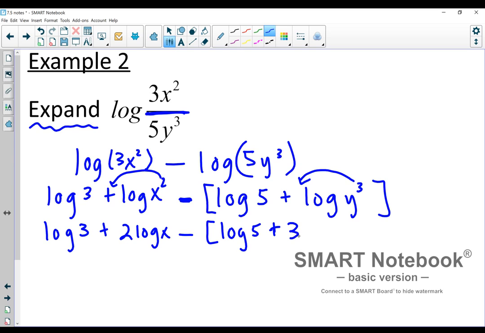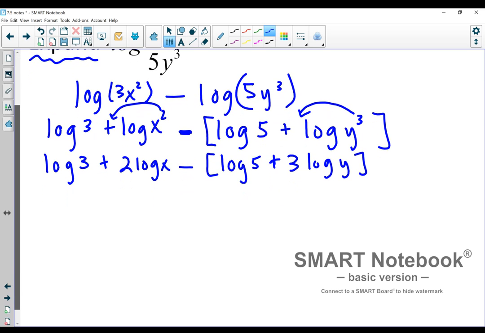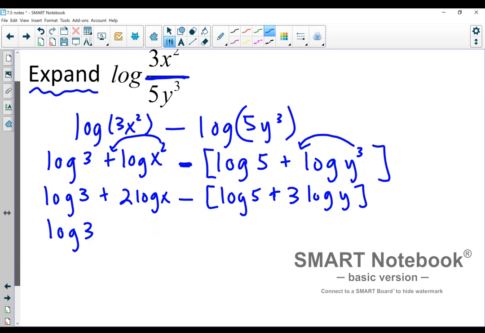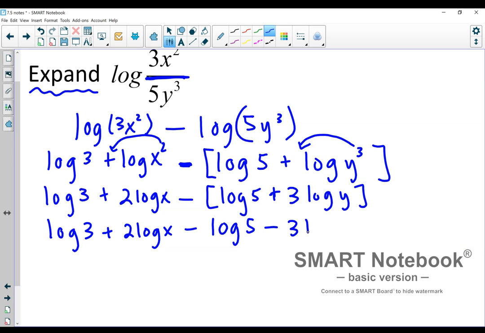plus 3 log y. We are showing an awful lot of work on this, probably way more than what you need to. But remember, when we do notes, we're always trying to add in all those extra steps. Like I didn't distribute, I could have just written minus in front of them both right away. But we're really trying to show how we got something so you could look back at it later on and figure it out. So now I'm going to distribute my minus sign. So minus log 5 minus 3 log y.